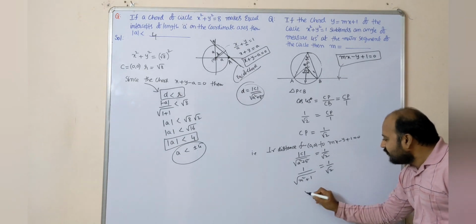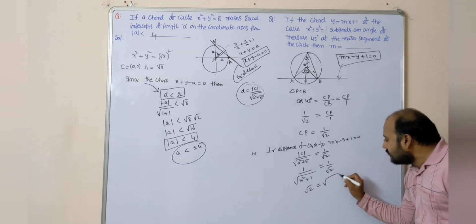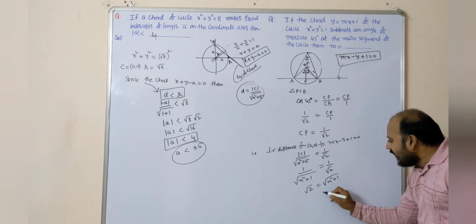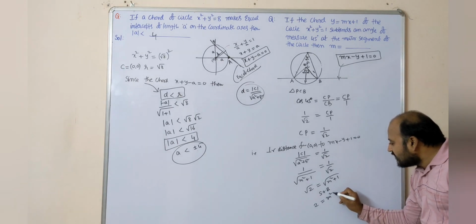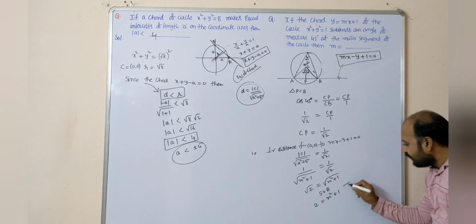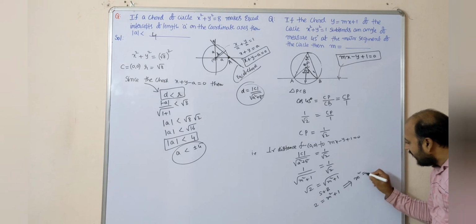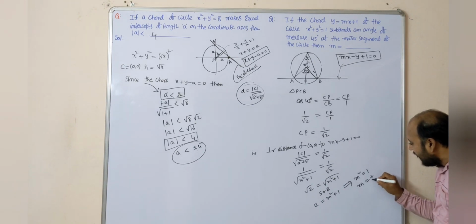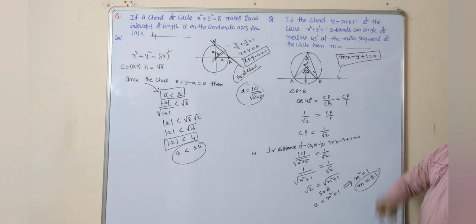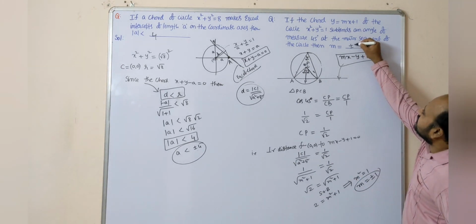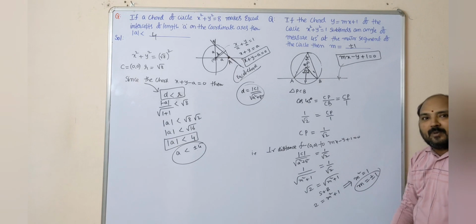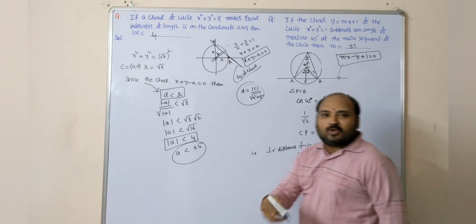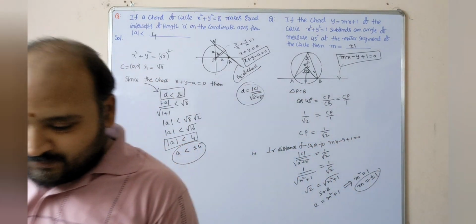Cross multiply. Root 2 is equal to root of m square plus 1. Squaring on both sides, 2 equals m square plus 1. 1 we can take this side. M square equal to 1. M is equal to plus or minus 1. That's what they are asking. Once you go through, dear students, if any doubts are there, you can write to my comment box. We'll move on to the next question now.